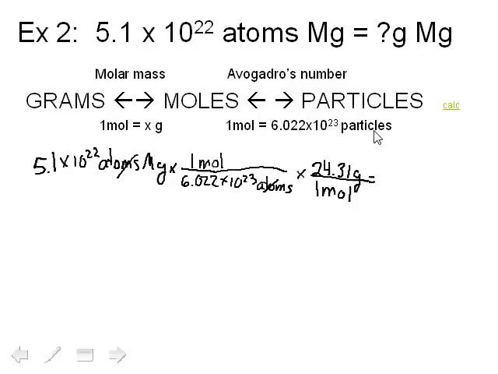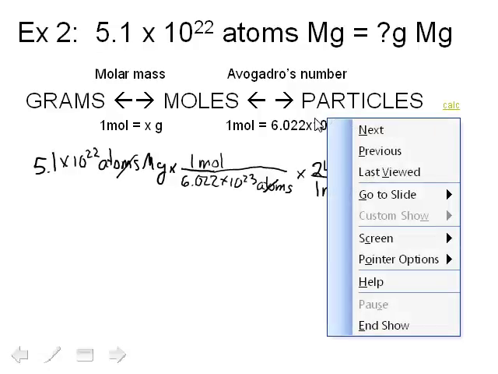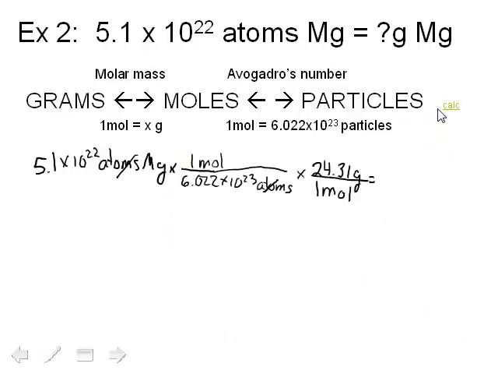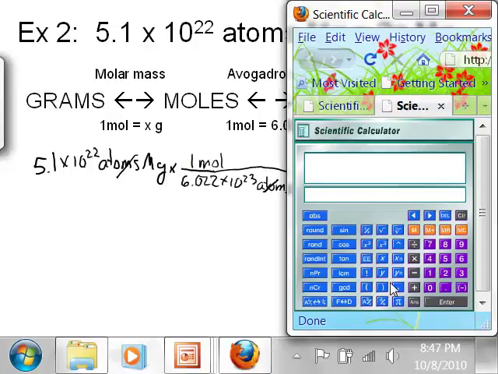All right, calculator time. All right, so here we go. 5.1 EE 22. On my graphing calculator, I have to hit a second function to get that EE button. Okay, times 1, everything on top is times, divided by 6.022 EE23. Let's stop here for a moment.